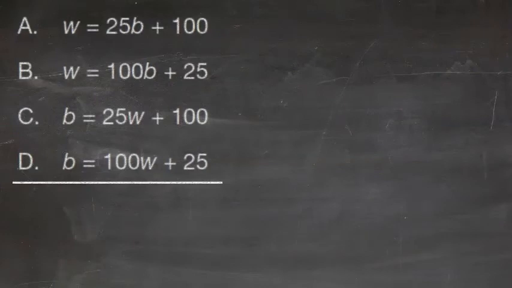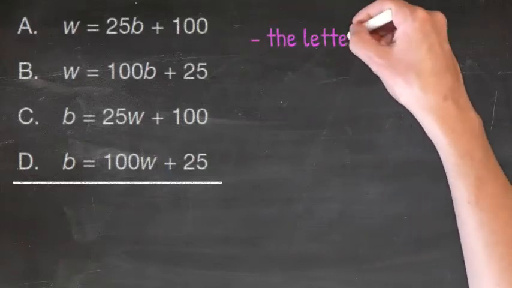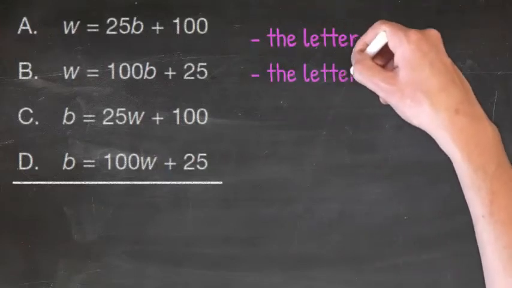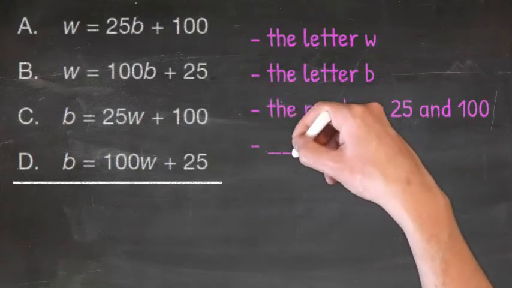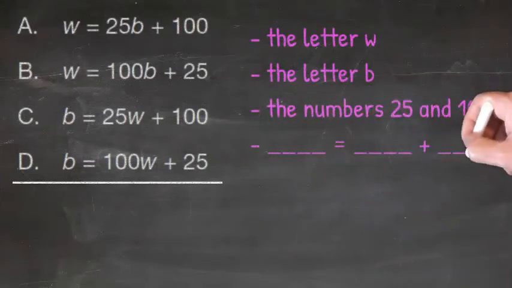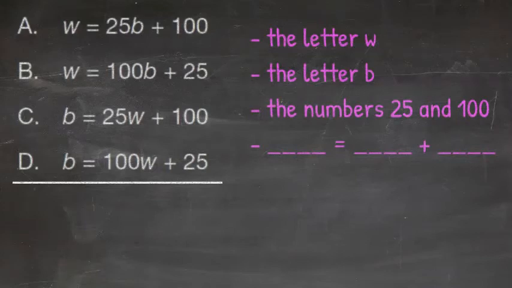We have now noticed a few things about the alternatives. For example, you may have noticed that all of the number sentences contain the letter W and the letter B. They all contain the numbers 25 and 100. Also, they all have the same structure. Something equals something plus something else.